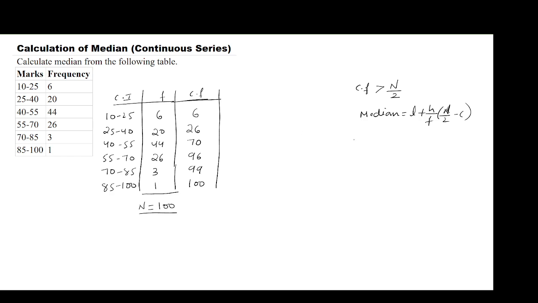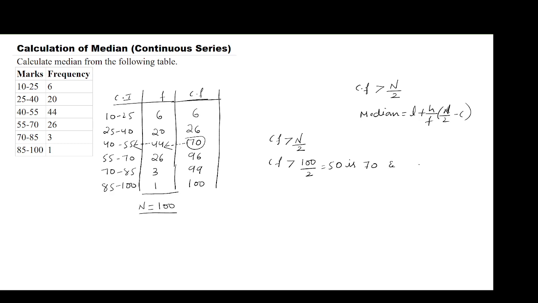Now I have to check whether the cumulative frequency is greater than N by 2. So N value is 100. 100 divided by 2 is 50. Now I have to check the cumulative frequency column for the number which is greater than 50. So the number which is greater than 50 is 70. And I have to write the corresponding frequency as well as the corresponding class interval.